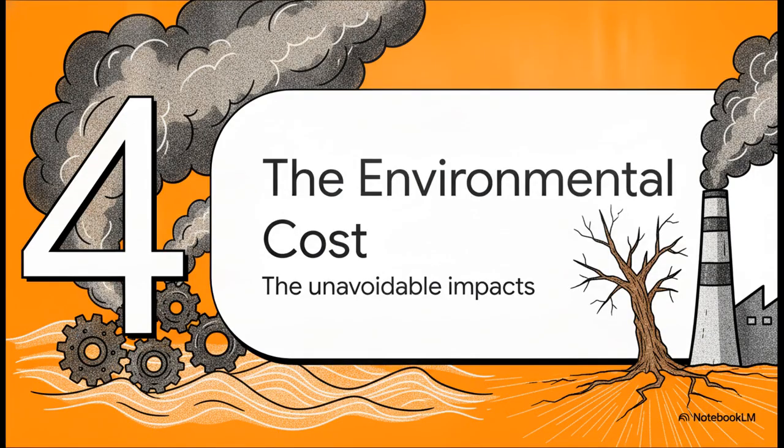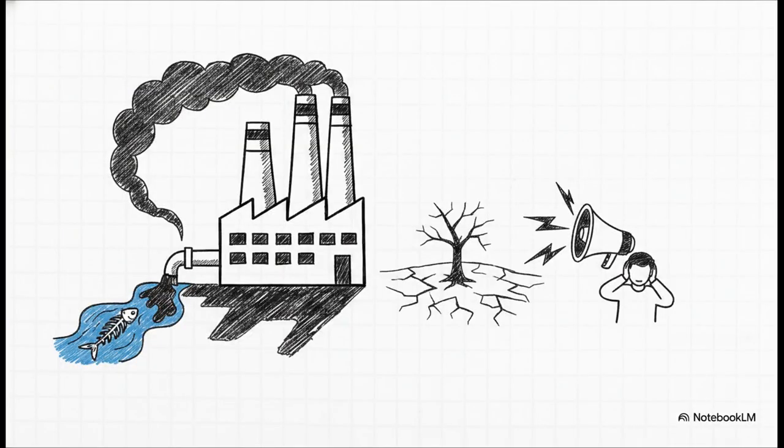All right, Section 4, the environmental cost. We've talked about the economic wins. Now it's time to confront the unavoidable downsides. The chapter is very blunt about this, and we absolutely cannot ignore it. These vital economic engines are directly responsible for 4 major types of environmental degradation: air, water, land, and noise pollution. It's the heavy, unavoidable shadow of rapid industrialization.